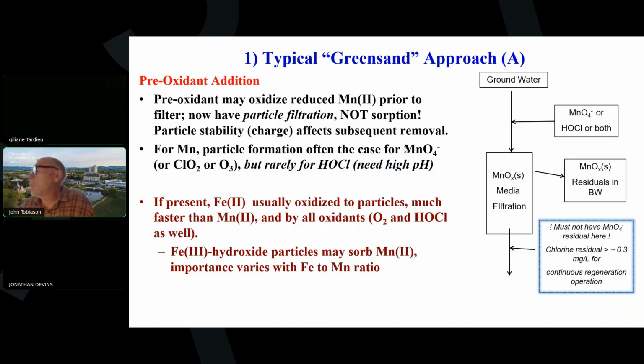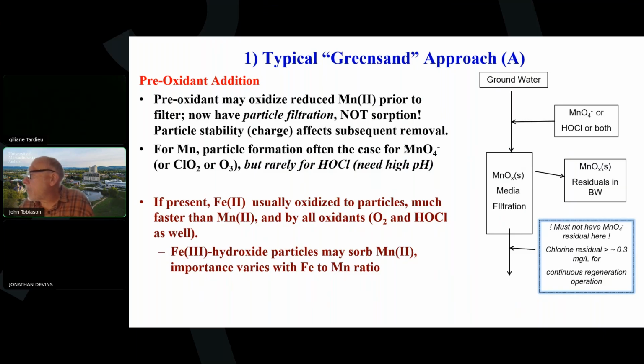The groundwater, either permanganate or free chlorine or both. If you have iron and/or you add permanganate with manganese, you're going to have particle filtration, not sorption and surface oxidation, because you will already have made particles ahead of the media filter. And if we add free chlorine, on the other hand, it will be sorption and surface oxidation. If present, iron is usually oxidized to particles so much faster than manganese, and we remove it as particles. Some of those particles sorb some of the Mn2+, and we'll remove that.